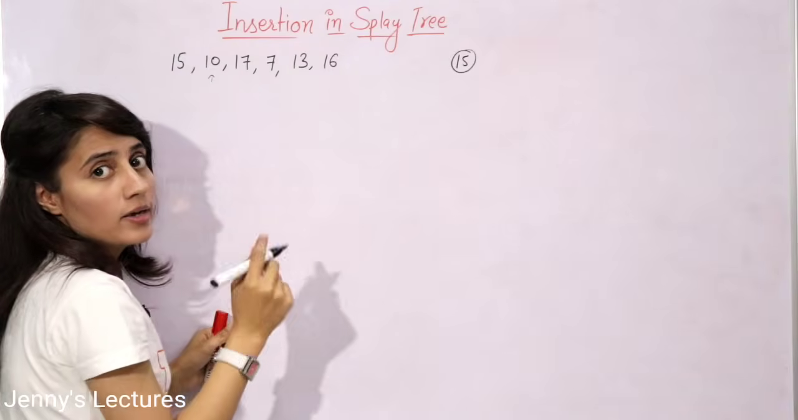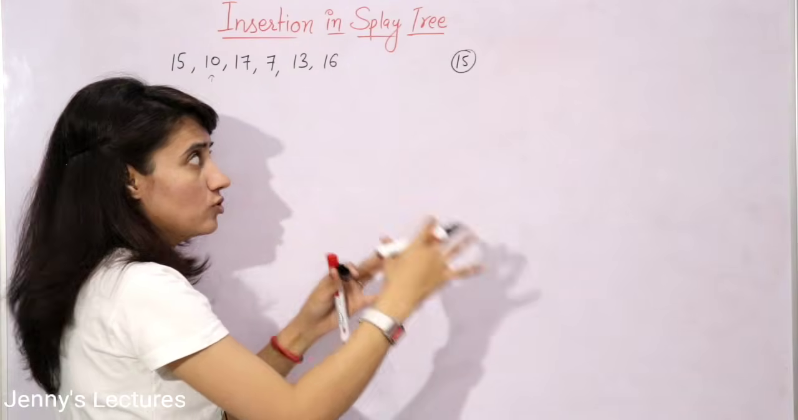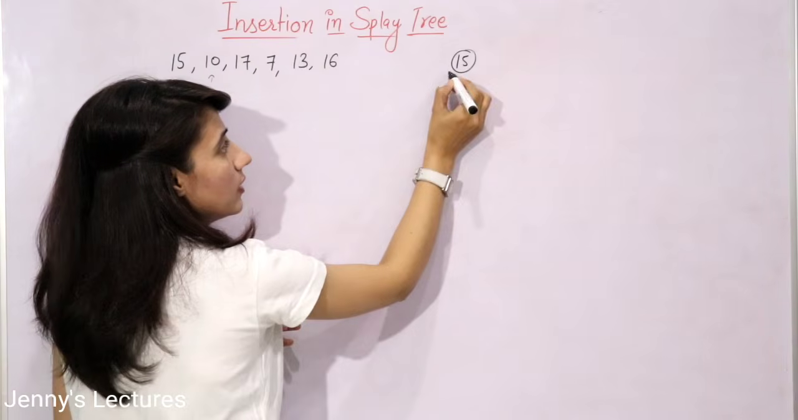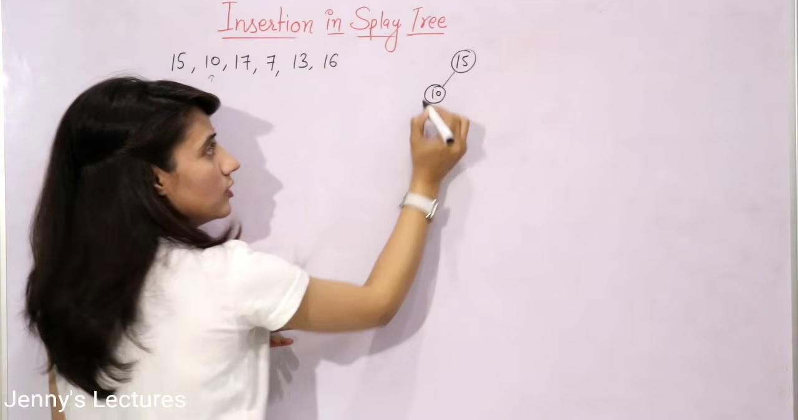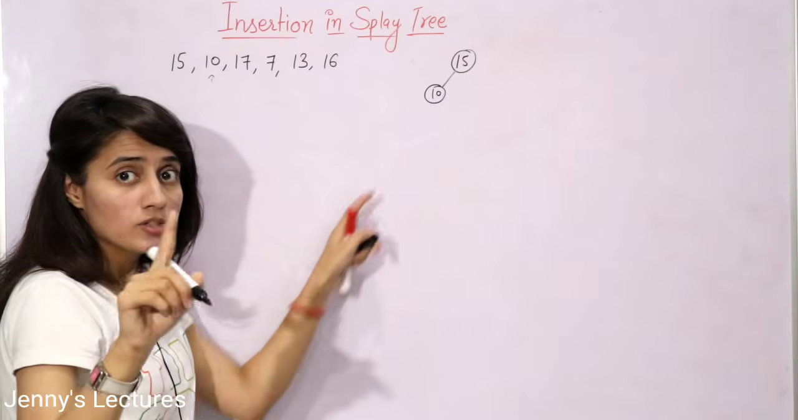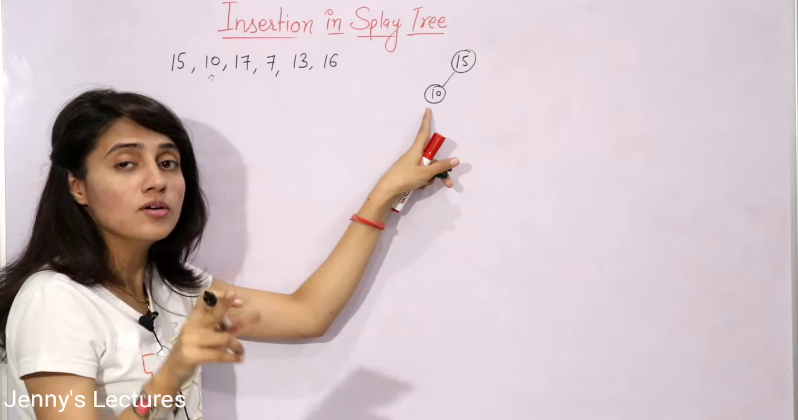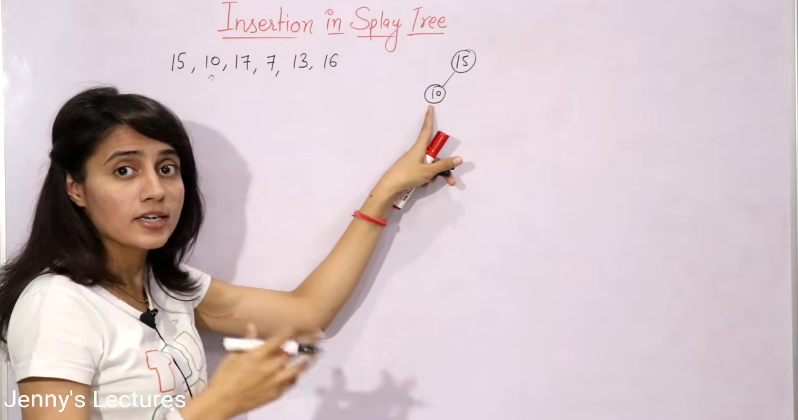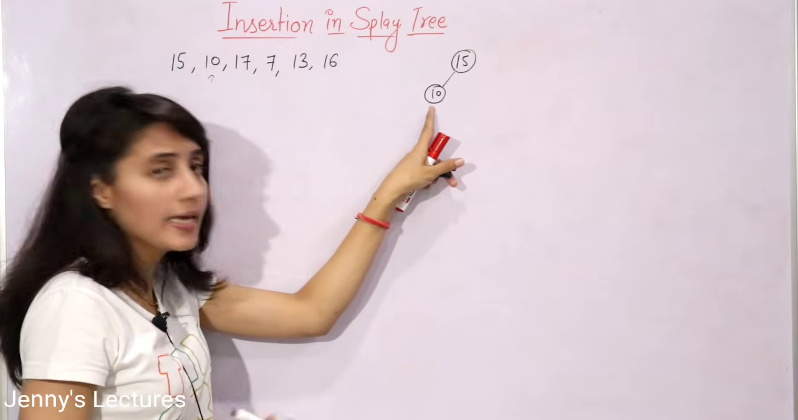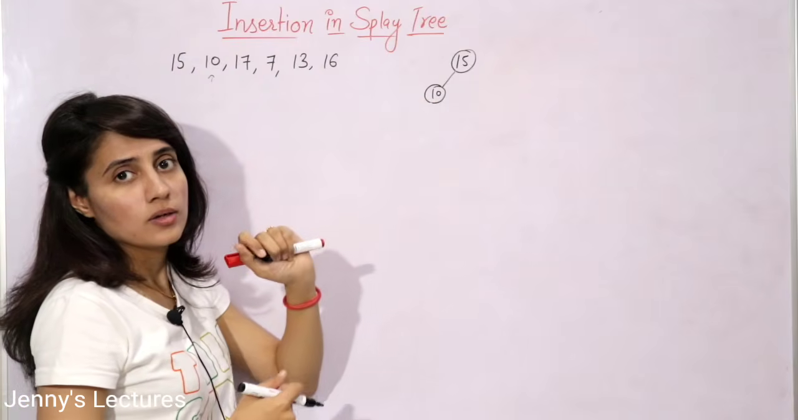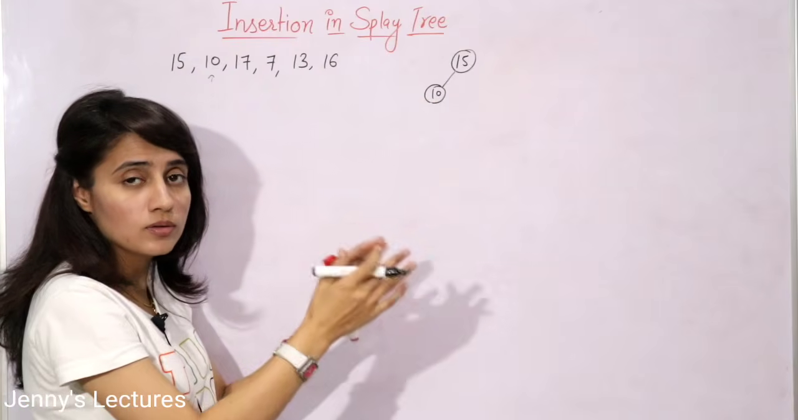Next is 10. First you do a simple BST insertion: compare with 15. 10 is less than 15, so where will you insert it? To the left of 15. But this is not done. In a splay tree you now do splaying on the data you have inserted, that is 10. This means we will now make 10 the root of the tree.